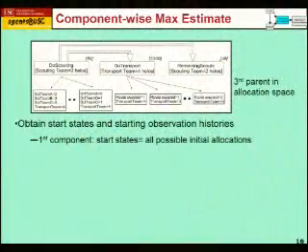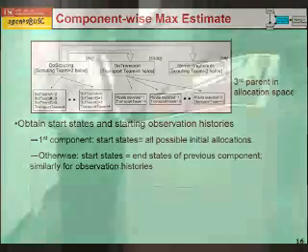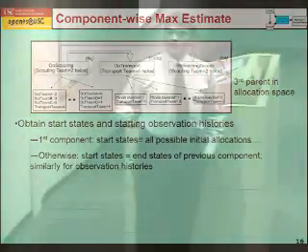Now for the very first component, the start states are nothing but all the possible initial allocations of the agents to the different sub-teams. But for subsequent components, like the do transport component, the start states are nothing but the end states from the previous component. So if you could identify the end states from do scouting, those would be the start states for do transport. Similarly, the start states for remaining scouts are the end states of do scouting.